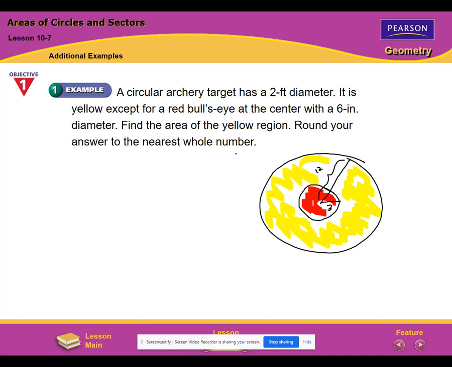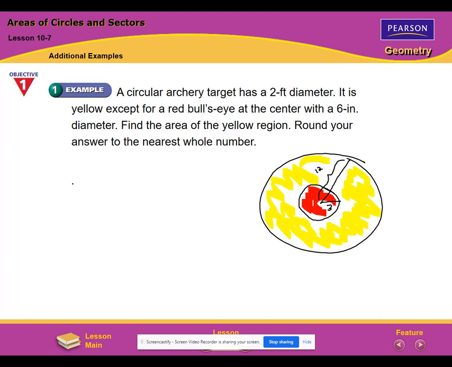Okay, so I tried to draw it, and I did make a conversion. A 2-foot diameter would be a 1-foot radius, which would be a 12-inch radius. I went ahead and changed this to inches because I knew that the bullseye was already in inches, and its diameter is 6, so I made that radius 3. Now, the area of the yellow region, everyone should probably agree, would be the area of the entire circle minus the area of the bullseye.